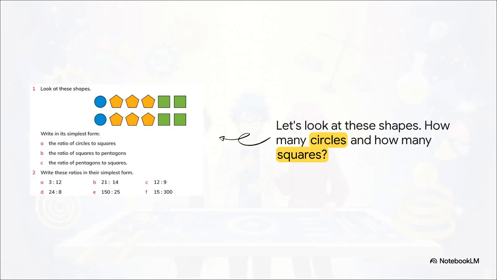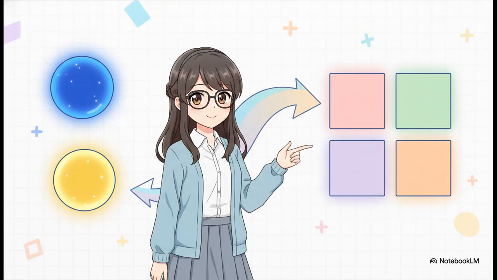Okay, let's make this super practical. بصوا على الأشكال دي. How many circles do you see? And how many squares? Come on, let's count them together. Yep, we've got 2 circles and 4 squares. Perfect. So if we want to write down the ratio of circles to squares, how would we do that?